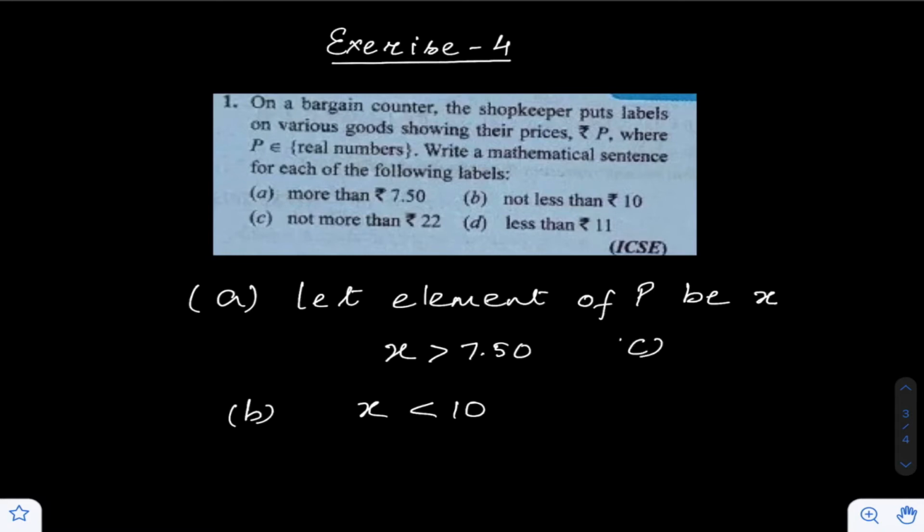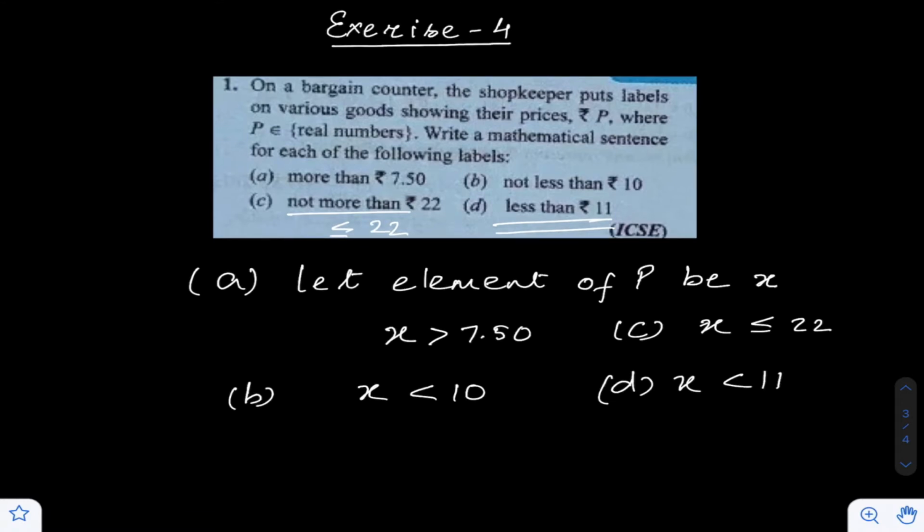C part, not more than 22 rupees. Not more than 22 rupees means we can take 22 also. It means either 22 or less than 22. So understand this, not more than means less than or equal to 22. So you should write x is less than or equal to 22. Next, less than 11, that is easy. x is less than 11.